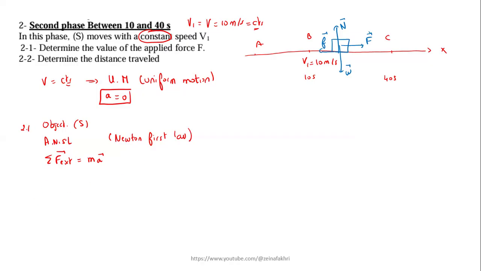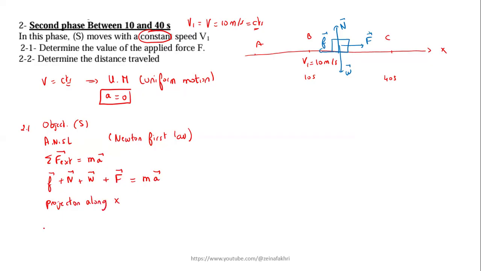In all cases, this one will be applied. So what do we have as forces here? We have the friction, the normal, the weight, and the traction force, equal to M multiplied by A. This is Newton's second law. So we'll do the projection along the motion, and this means along X.